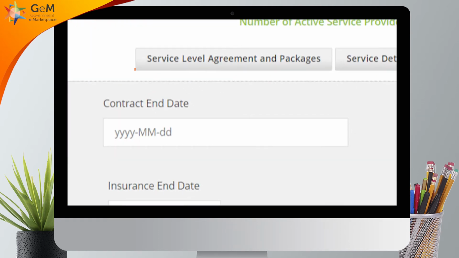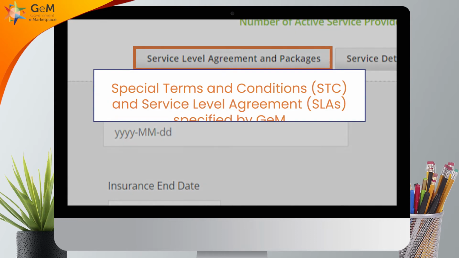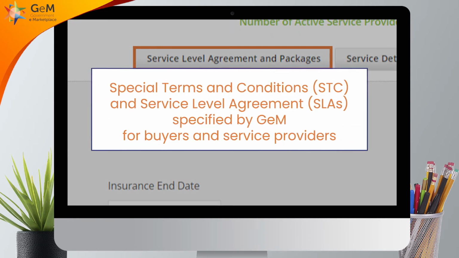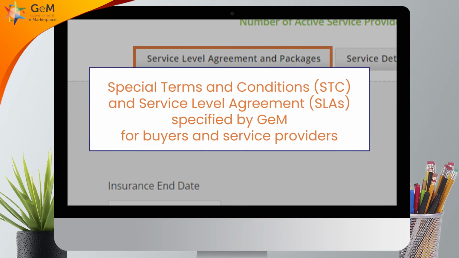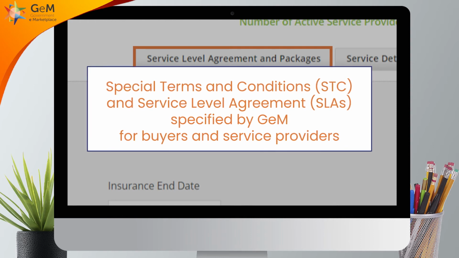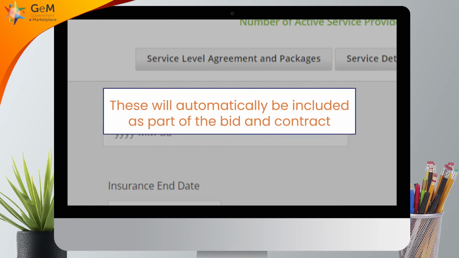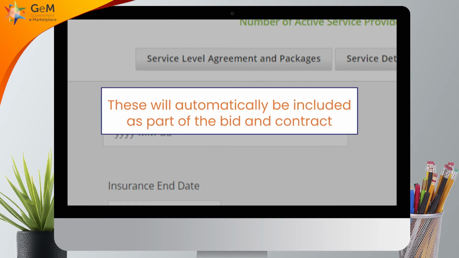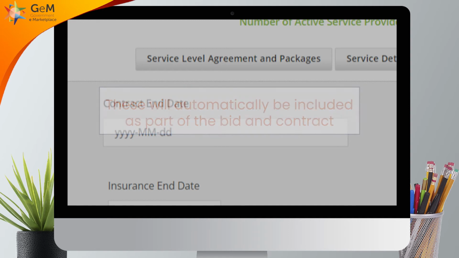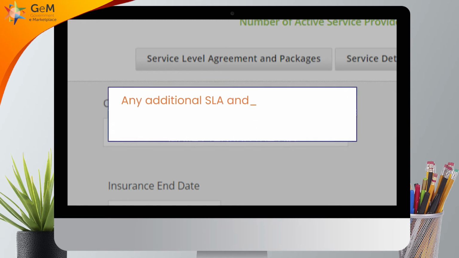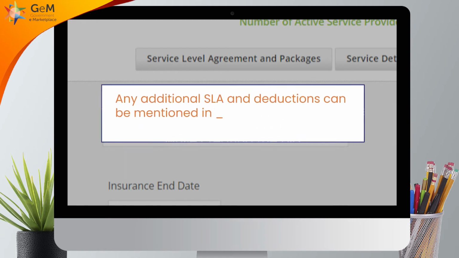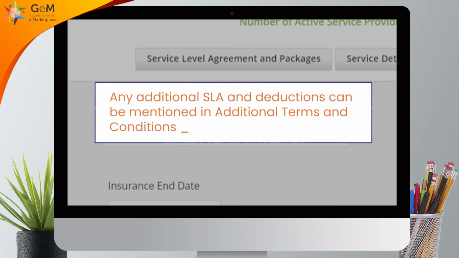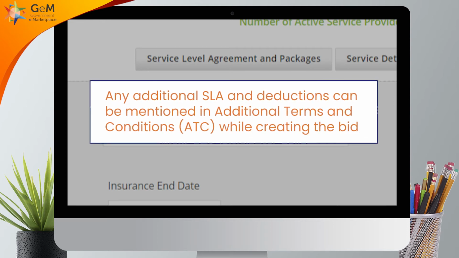Click on Service Level Agreements and Packages for Special Terms and Conditions (STC) and Service Level Agreement (SLAs) specified by GEM for buyers and service providers. These will automatically be included as part of the bid and contract. Any additional SLA and deductions can be mentioned in Additional Terms and Conditions (ATC) while creating the bid.